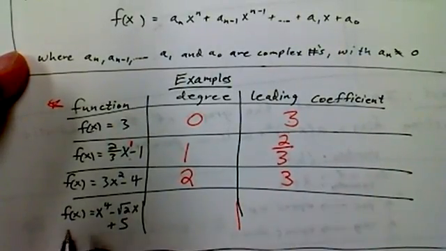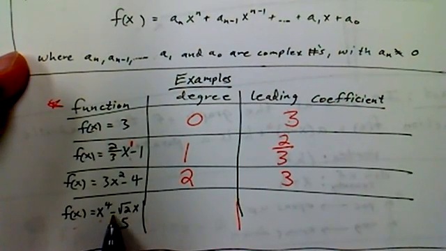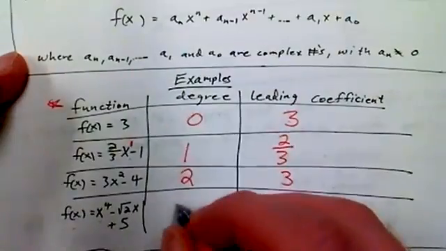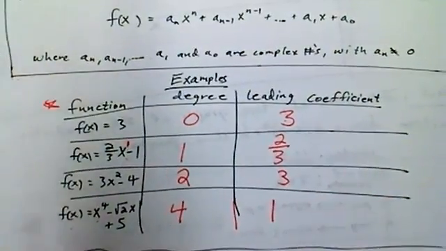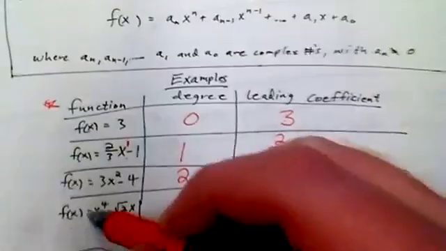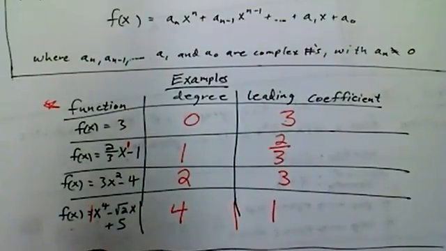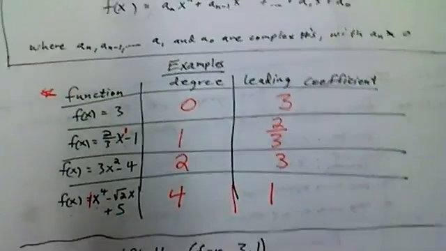And finally, if I have f of x equals x to the 4th minus square root of 2 x plus 5, this is of degree 4, and its leading coefficient is 1, because we have an assumed 1 in front right here. Okay, so that's our polynomial functions in general.